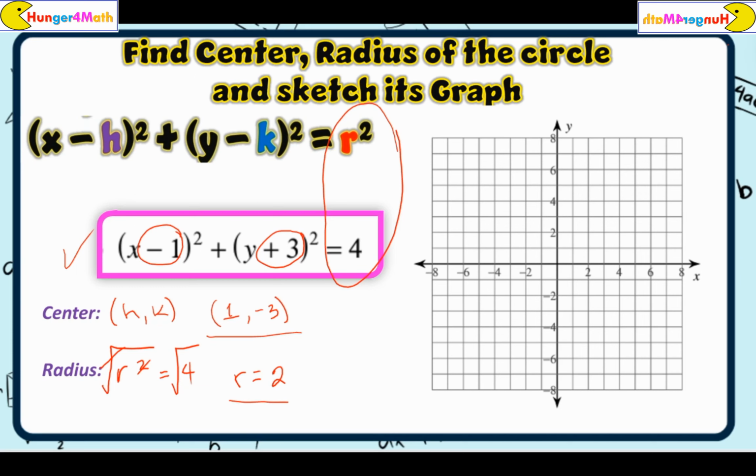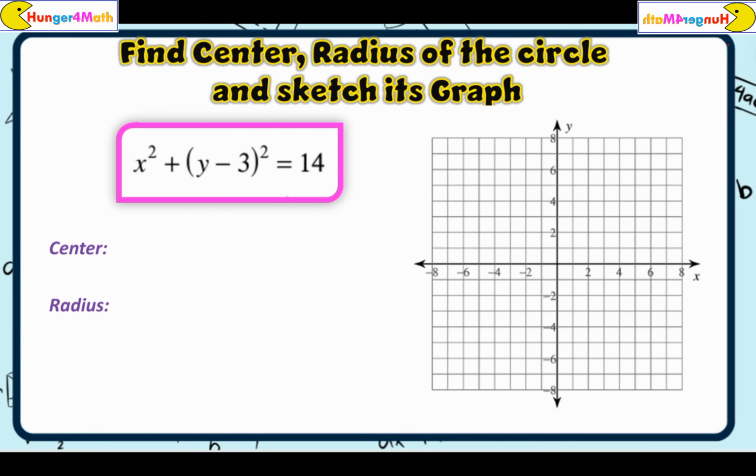And then to sketch this, starting with the center, (1, -3) is over here. Follow up with the radius. So from the center, let's just count 2 units away, 1, 2, in 4 directions. Afterwards, let's sketch a circle connecting the ends of the lines. So here's the sketch of the circle with the center of (1, -3) and a radius of 2.